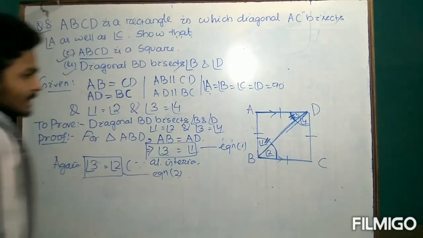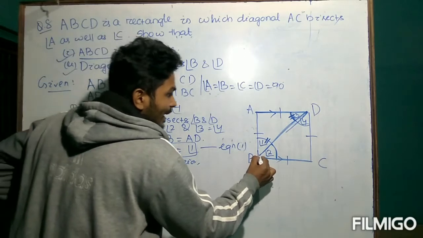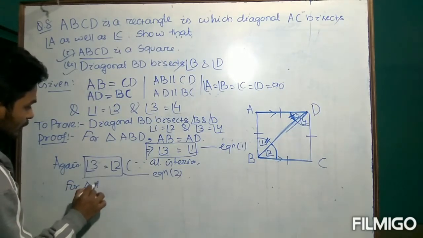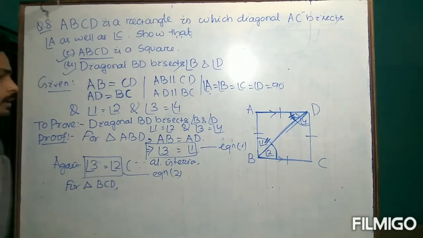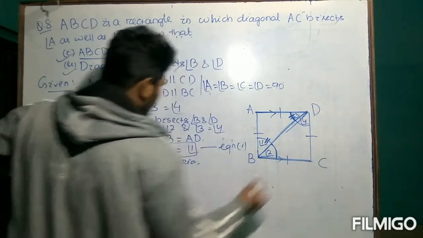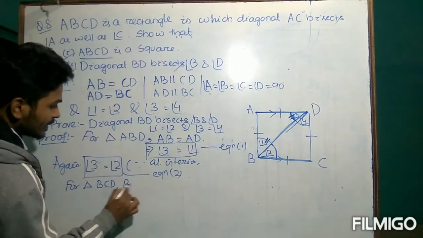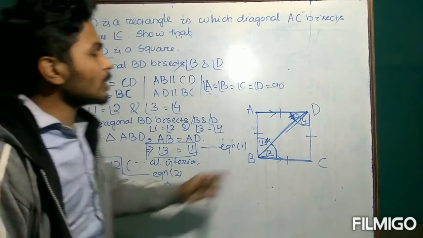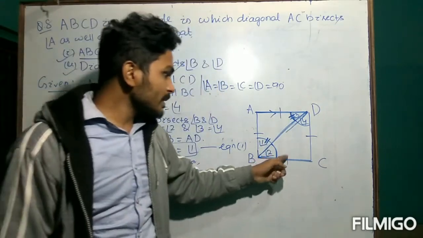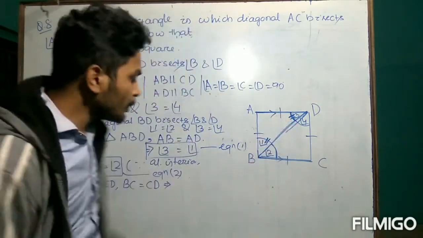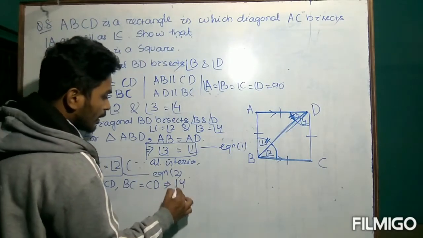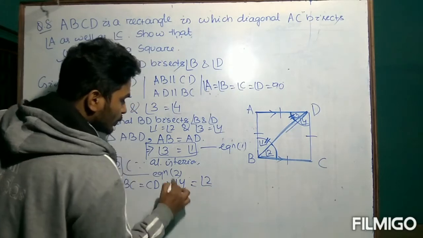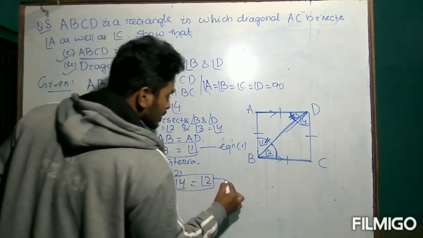Next, if we consider triangle BCD, so for triangle BCD, BC side is equal to CD side, right? So BC side is equal to CD side. So if any two sides are equal, then their opposite angles must be equal. So BC's opposite angle is angle 4 and CD's opposite angle is angle 2. So angle 4 is equal to angle 2. This is equation number 3.